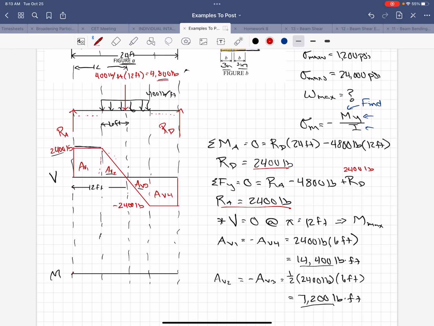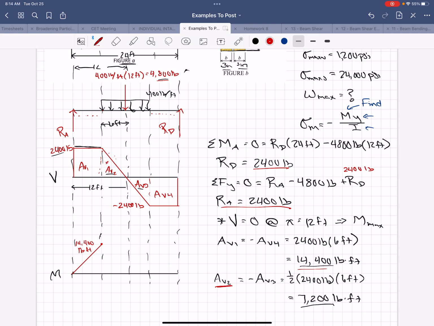Linearly sloped line starting at 0. It's positive area, so it's a positive slope. And we get to this point, and it is 14,400 pound-feet. Okay, so that's the first area. Then we have to go up by the area, the second area.